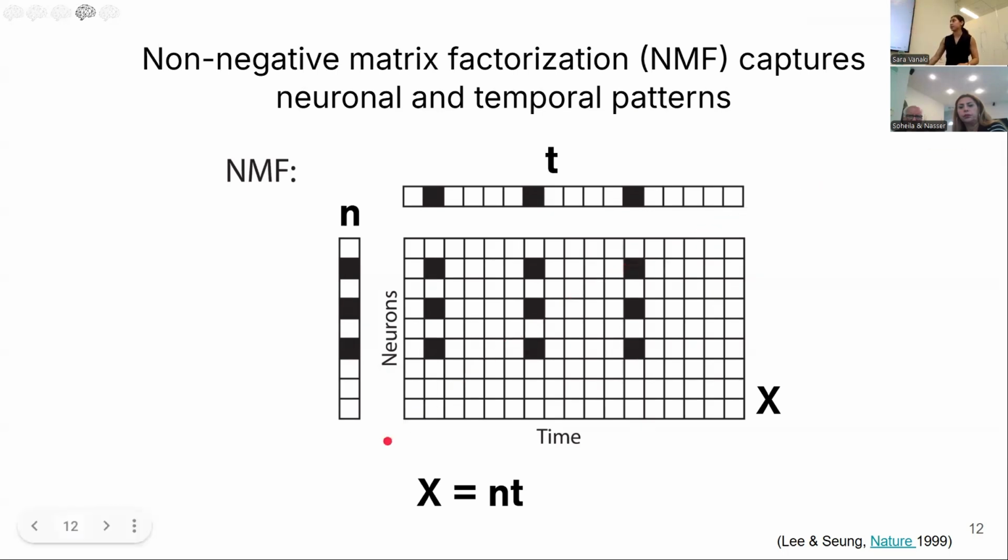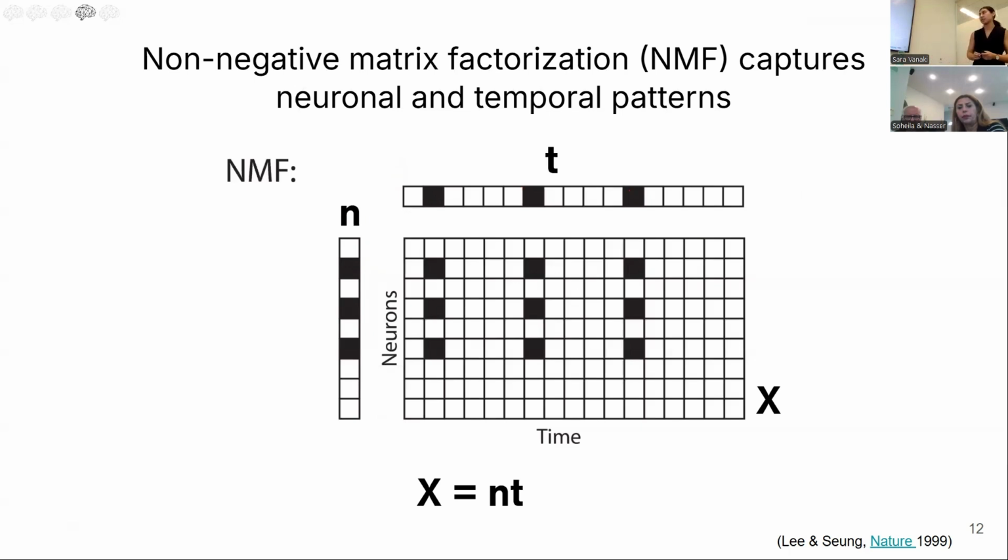So what N and T are trying to do is, N is trying to capture the neuronal patterns, or how much each neuron is contributing to the overall firing activity. So in this case, this first one is not contributing where the second neuron is. Conversely, on the top, we have our temporal pattern. So this shows the frequency and intensity of the overall pattern. So in this case, we have 1, 2, 3 patterns that are going on in the entire time.